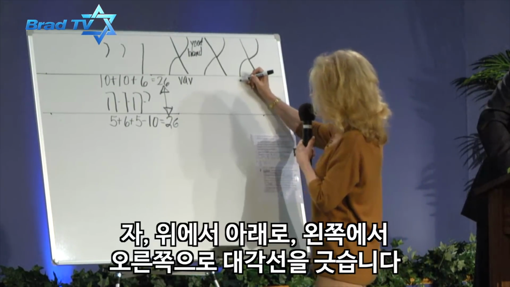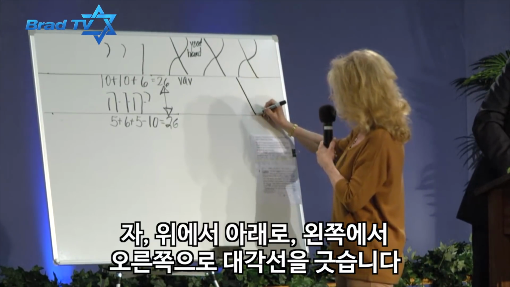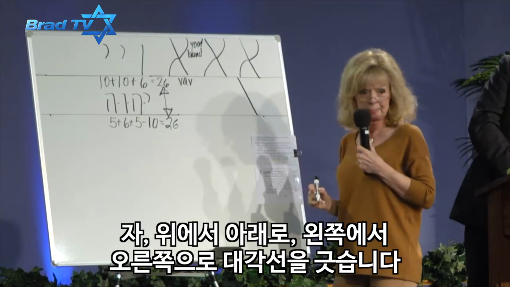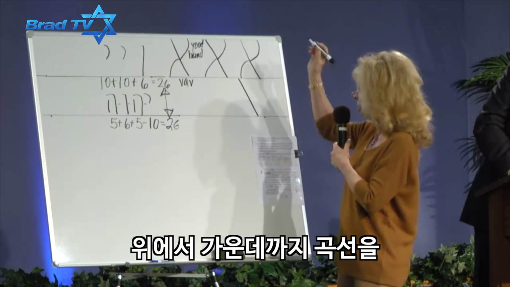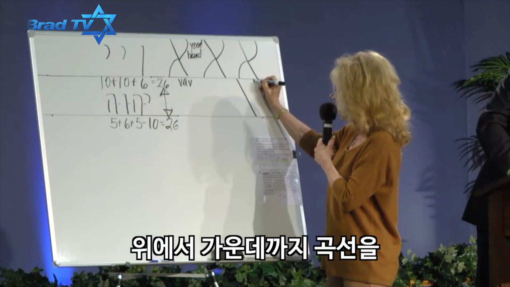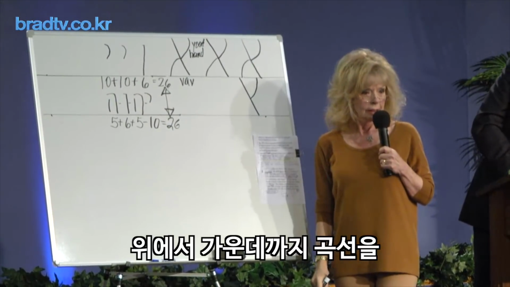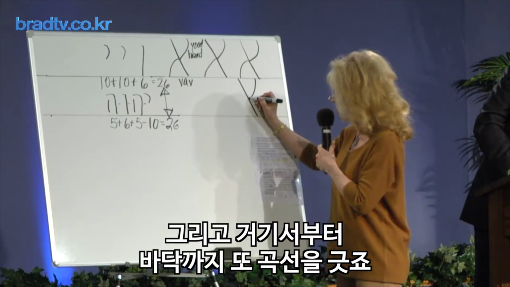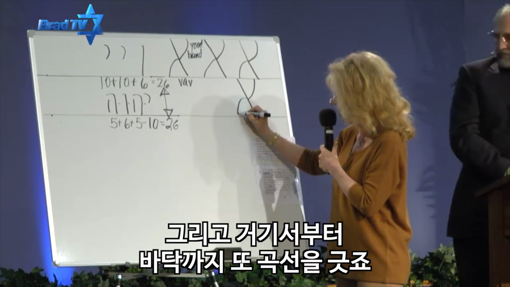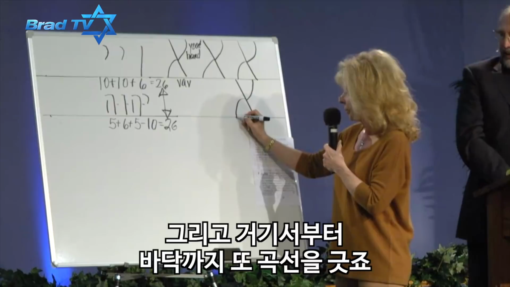Okay, so we're going to draw the line from the top to the bottom, slanting from left to right. You can lift your pencil, come to the top line, draw a curved line down to the middle, and then draw a curved line down from the middle to the bottom.